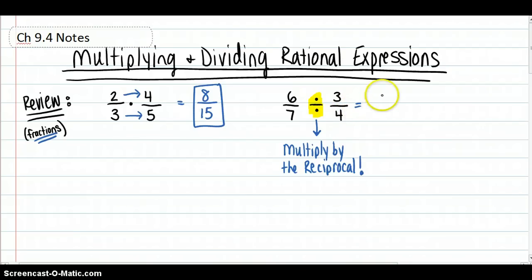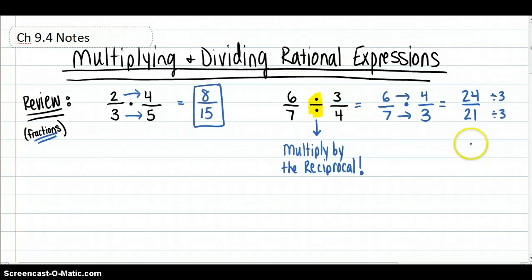So this would look like, instead of 6/7 divided by 3/4, it would be 6/7 times the reciprocal of 3/4, which is 4/3. So then once again, now it's multiplication. We just multiply straight across. 24 divided by 21. But wait, before we count this as our answer, we should be able to reduce that by dividing both of these by 3. So we end up with 8/7, and there's our answer.